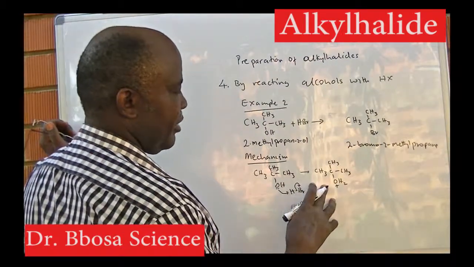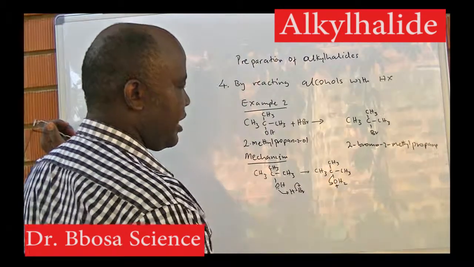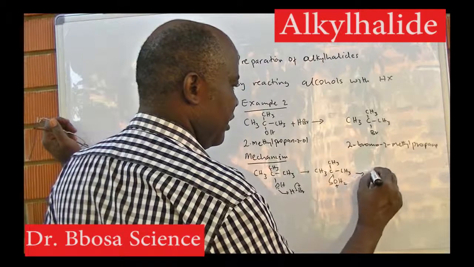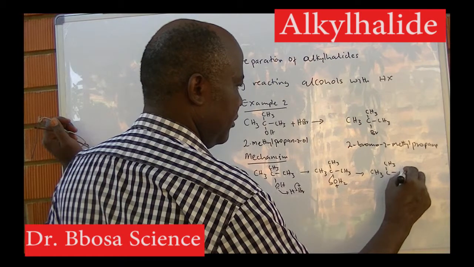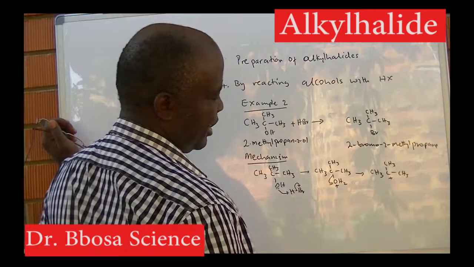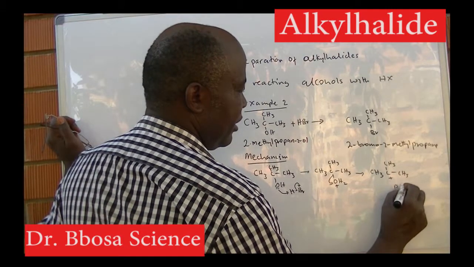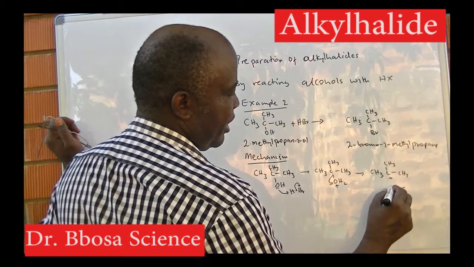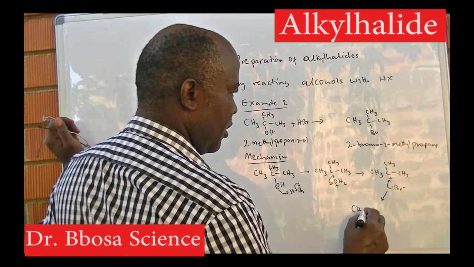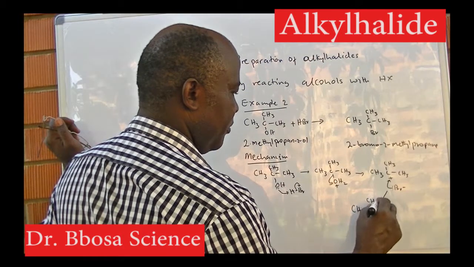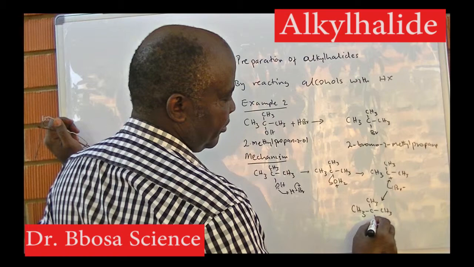This being a tertiary alcohol loses a water molecule first to get a positive charge. Then the bromide ion uses a pair of electrons to react with the positive charge to form 2-bromo-2-methylpropane.